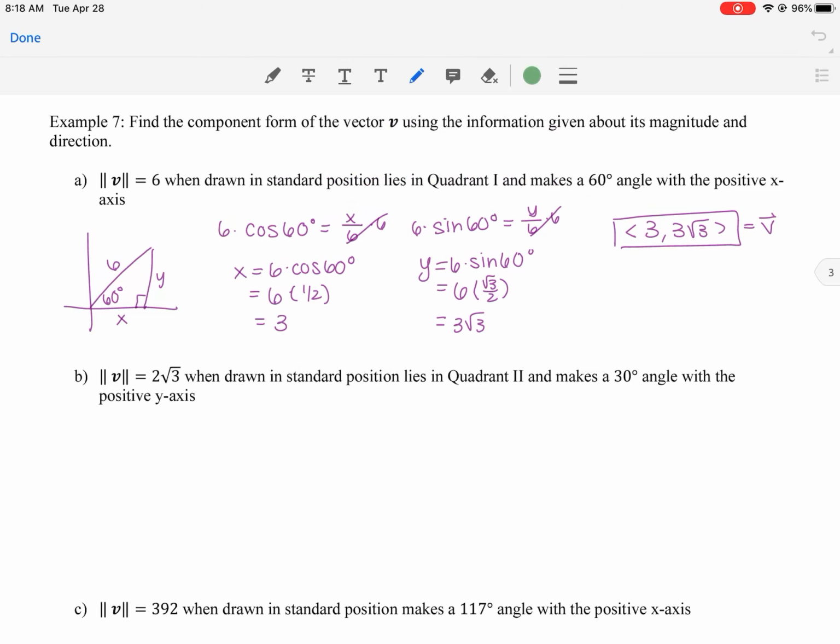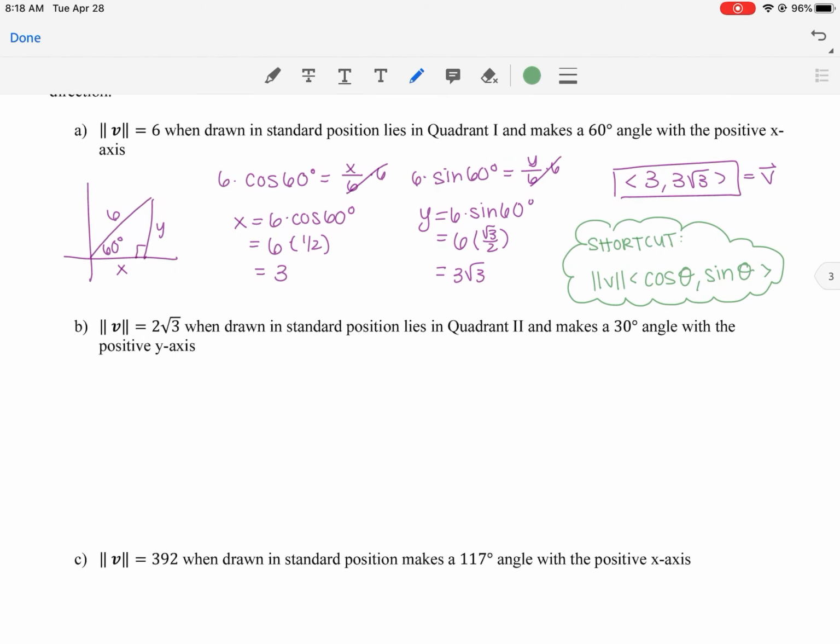Okay, so the shortcut here, which makes sense because this all relates to our trigonometry, is we're taking the length of the magnitude of our vector, which is the hypotenuse, and we're going to multiply it by cosine of theta for our x value, and sine of theta for the y value. And that will always be your vector. If you remember, that makes sense: cosine always goes to the x, sine goes to the y. In this case, we're just taking it times that component.